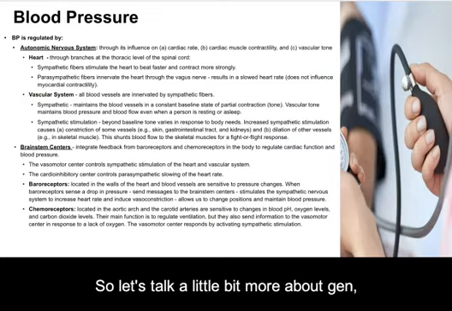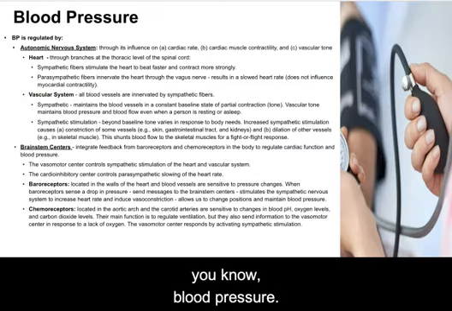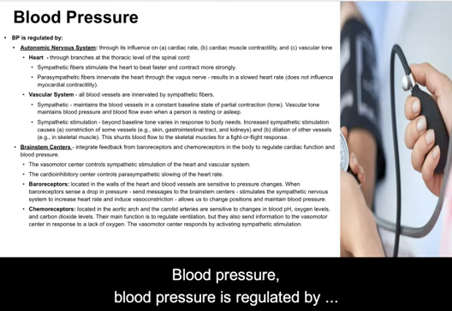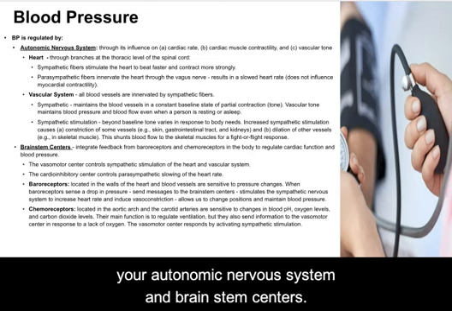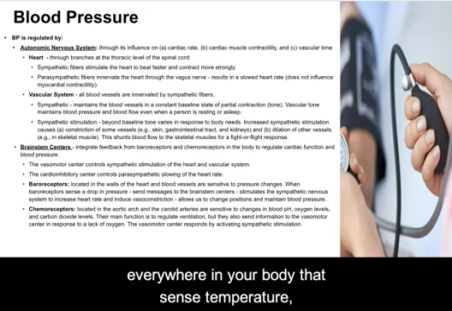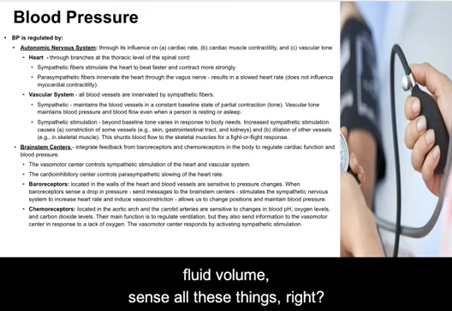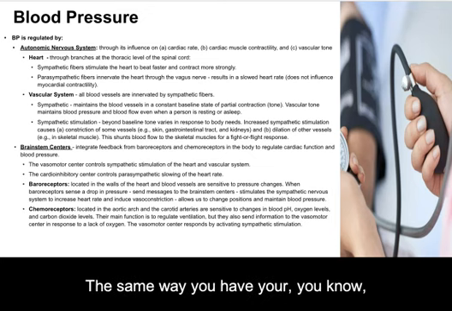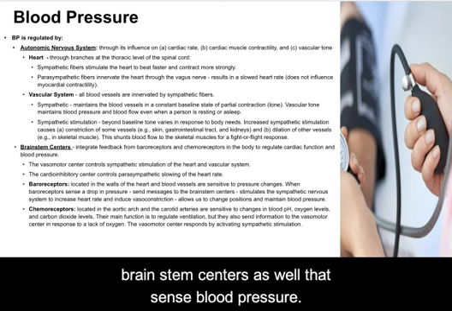So let's talk a little bit more about blood pressure. How is blood pressure regulated? Blood pressure is regulated by your autonomic nervous system and brain stem centers. Remember, we talked about these little receptors that are everywhere in your body that sense temperature, sense fluid volume, sense all these things, right? Your pH values and the cerebrospinal fluid. The same way you have your brain stem centers as well that sense blood pressure.